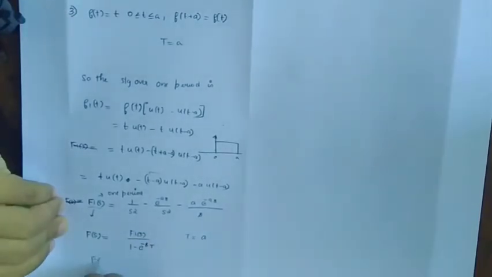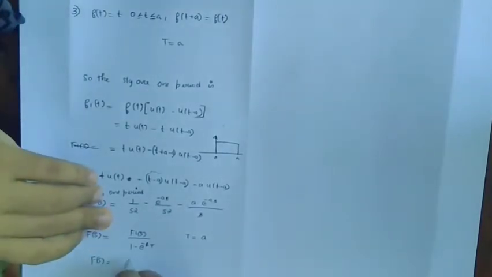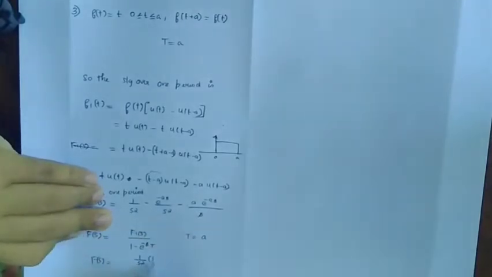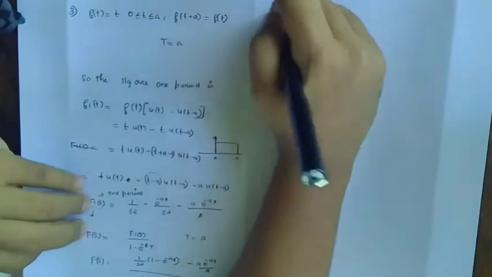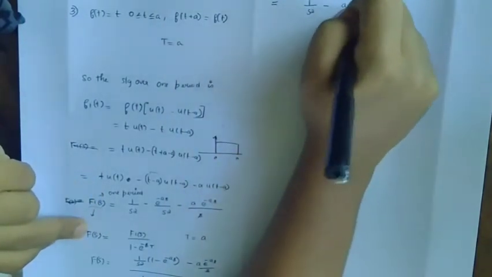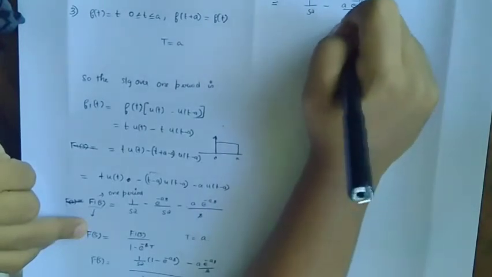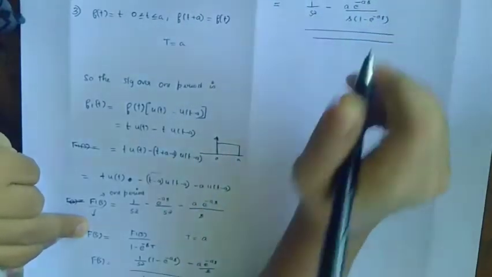Okay, so f of s equal to f1 of s, that is 1 by s square into 1 minus e raised to minus as minus a into e raised to minus as divided by s, the whole divided by 1 minus e raised to minus as, right? Rearranging, we will get 1 by s square minus a into e raised to minus as divided by s into 1 minus e raised to minus as. Okay.